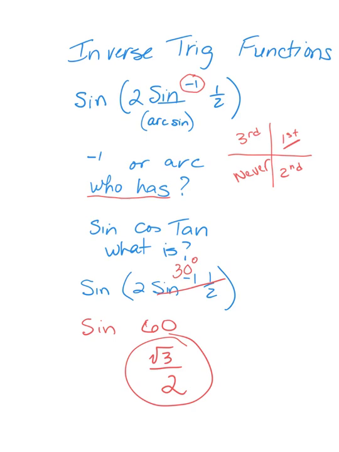Now, what is 2 times 30 degrees? 2 times 30 is 60. So now we have a sine of 60. There is no -1 on that first sine, right? So what is the sine of 60? Look at your unit circle. It is root 3 over 2. So this is your final answer.